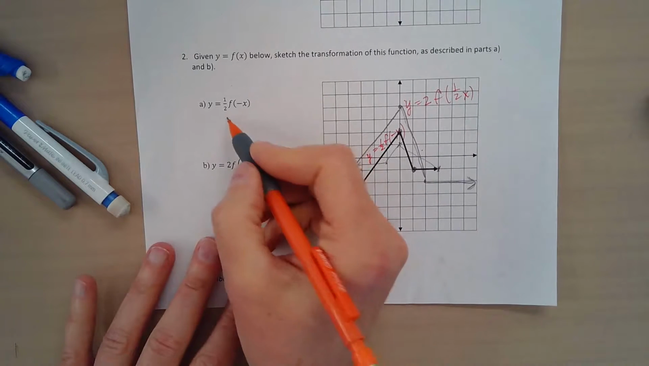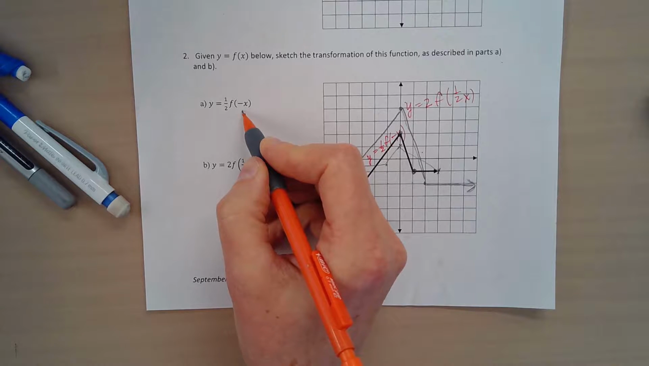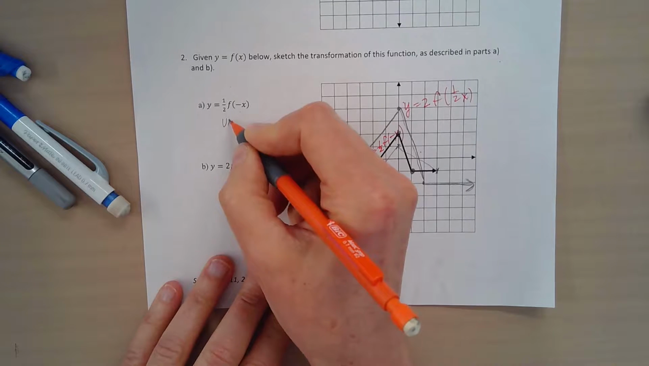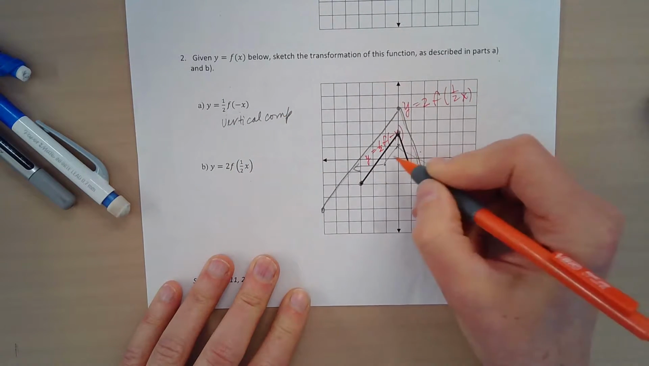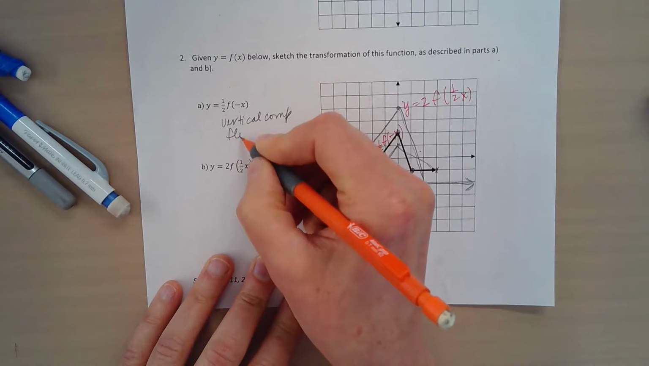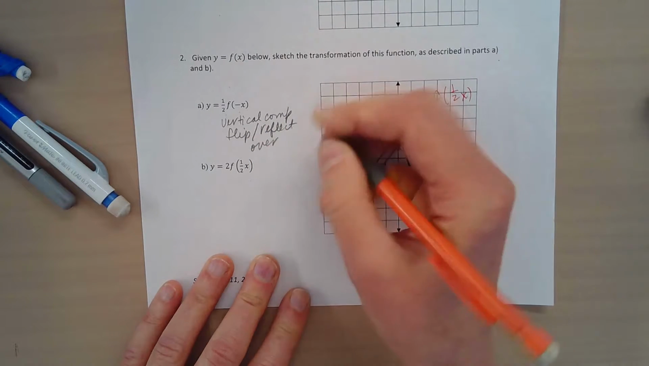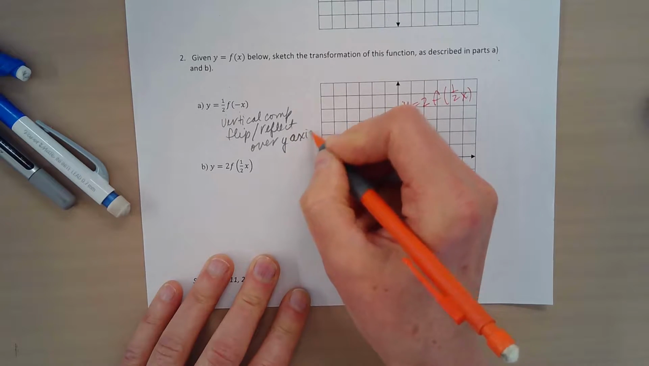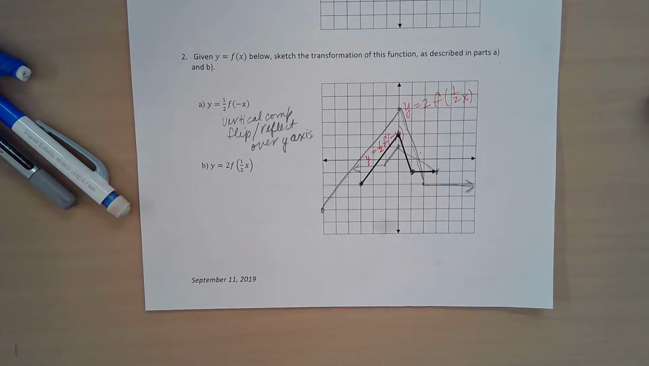However, this one, part A, is a vertical compression and then a flip over the y-axis, right? So vertical compression means the graph gets shorter, so you can see it did here, right? But then a flip, or reflect, over the y-axis. So if my original shape gets flipped over the y-axis, what happens? It's pointing in the other direction, right?